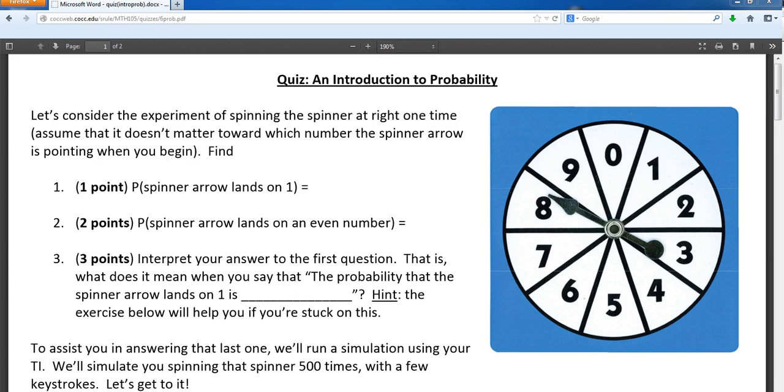Number one here, what's the chance if you spin this spinner one time and let it spin, what's the chance? Whoa, excuse me, that was my email reminding me to do something.